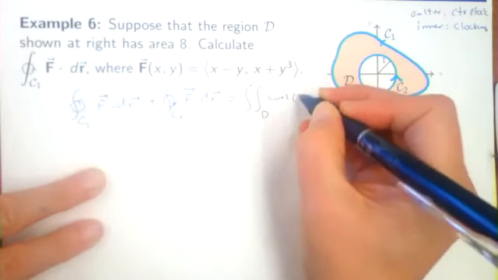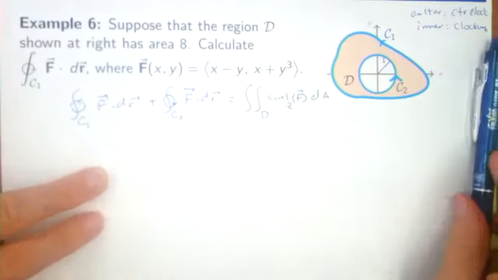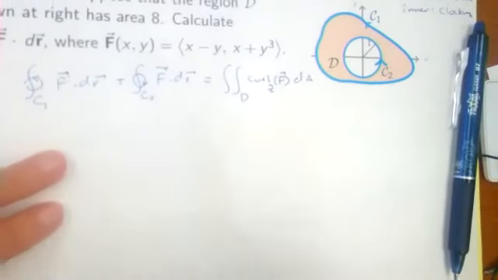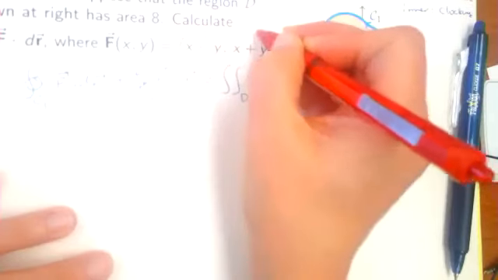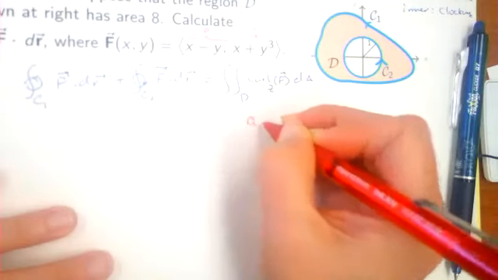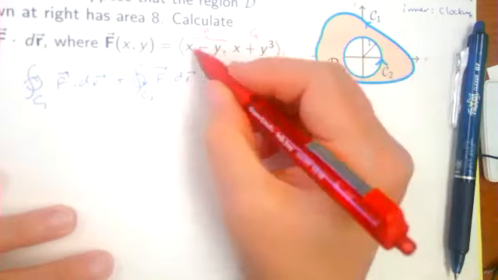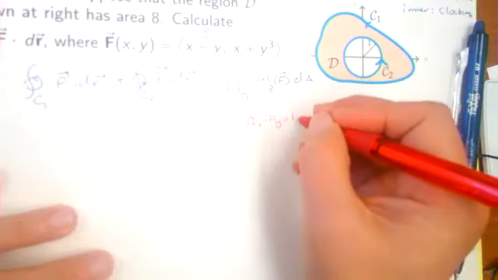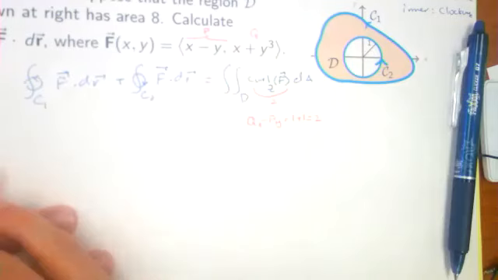of curl of F dA in the z direction. Now let's compute curl of F. What is curl of F? This is P, this is Q. So Q sub x minus P sub y is going to be 1 minus 1 plus 1, which is 2. So this piece is 2.